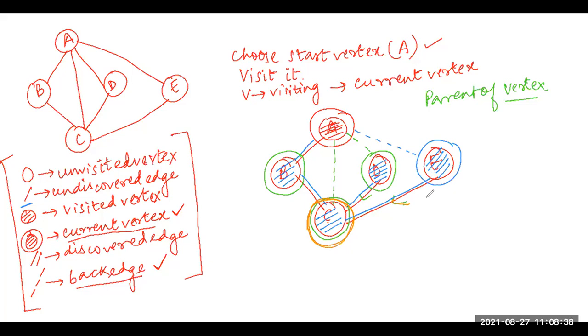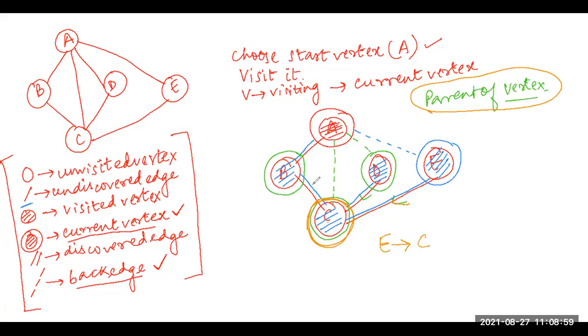No, ma'am. So whenever there are no more edges to traverse, what do we do? We backtrack to its parent. So from E, we backtrack to where? C.